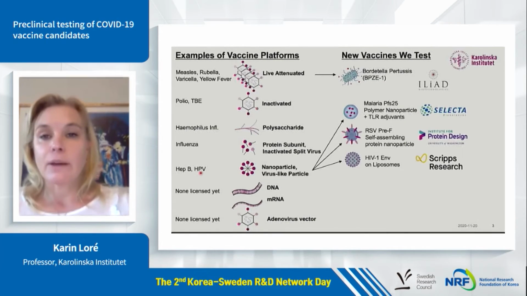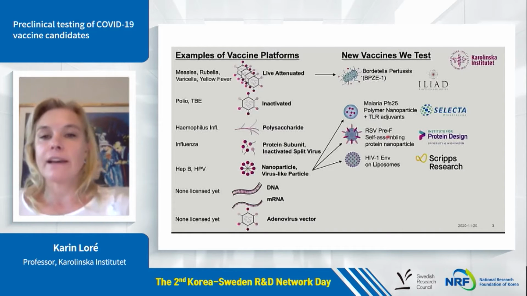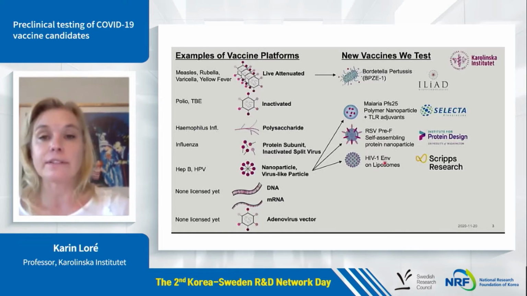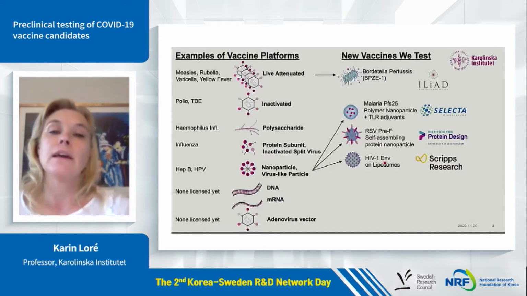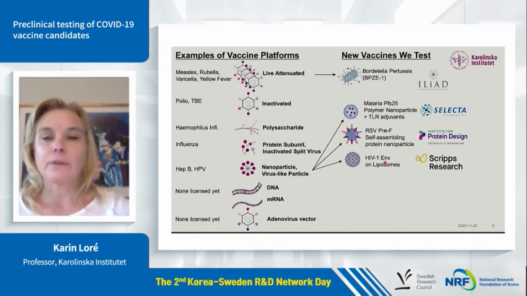And some vaccines that we are working with are nanoparticle vaccines. We have a malaria vaccine that we just completed testing. We're working on an RSV vaccine intended for pregnant women and elderly, and an HIV vaccine. And all these vaccine candidates are being tested in non-human primates at the Karolinska, so they are not yet in clinical testing. And these studies are supported by the Gates Foundation that has as one of their missions to eradicate some of the global infections.